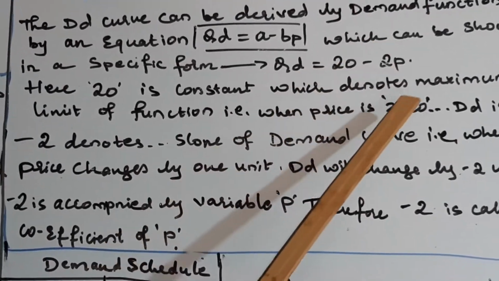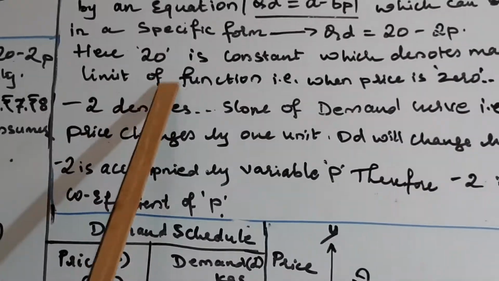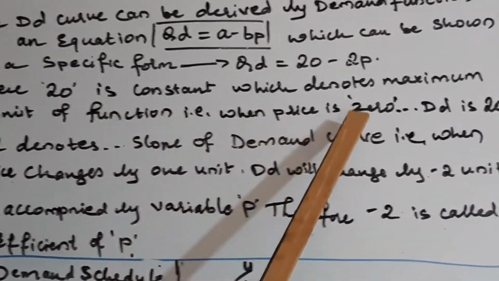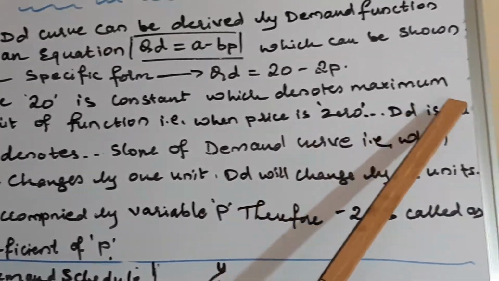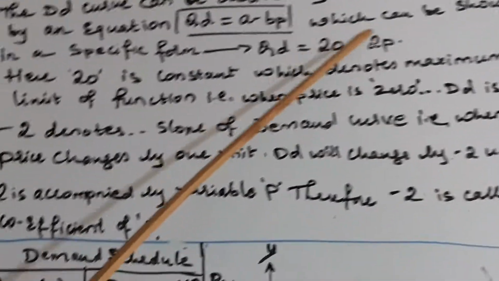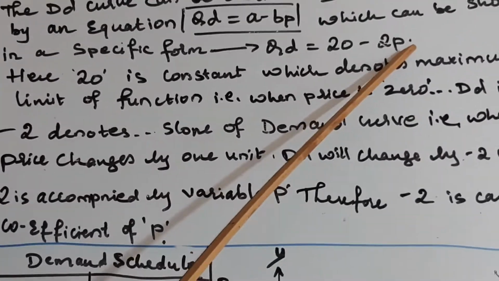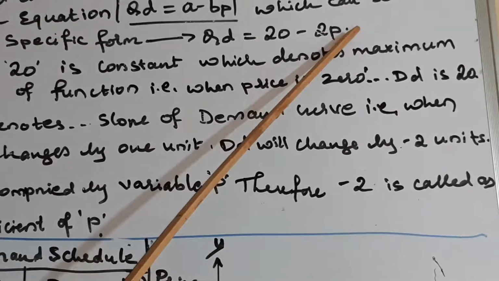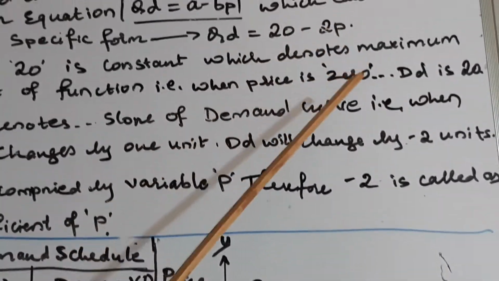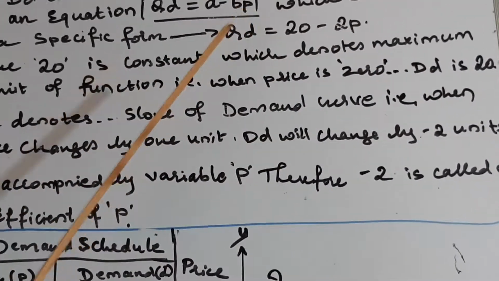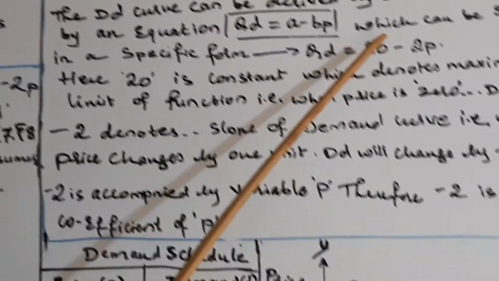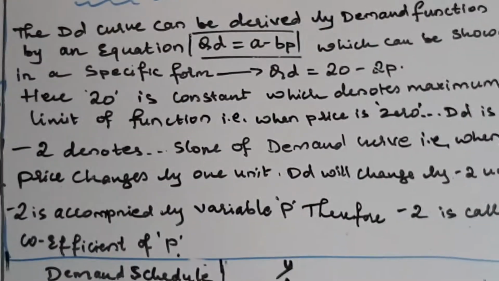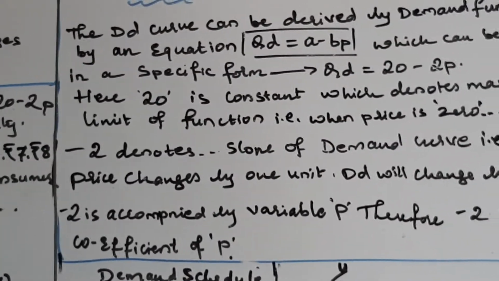20 is a constant, which denotes the maximum limit of the function, that is, when the price is 0, the demand is 20. So suppose you substitute 0 for P, then 2 into 0 is 0, and 20 minus 0 is 20. Therefore, when the price is 0, the demand is 20.